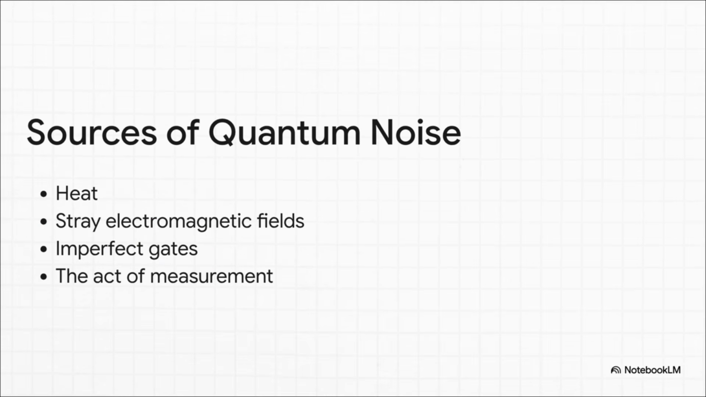And what does it take to destroy that state? Almost anything. A tiny bit of heat, a stray magnetic field from the wiring in the walls, or even the computational gates themselves not being absolutely perfect. Heck, the very act of trying to look at a qubit can be enough to knock it off course. This constant, relentless barrage is what scientists call quantum noise.